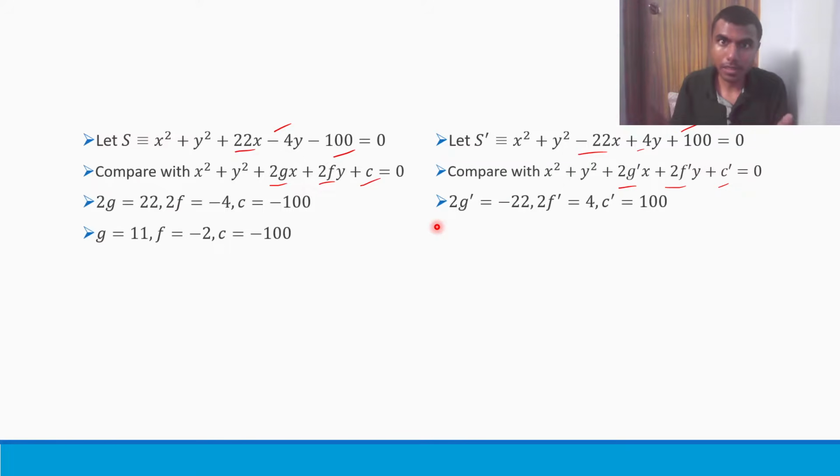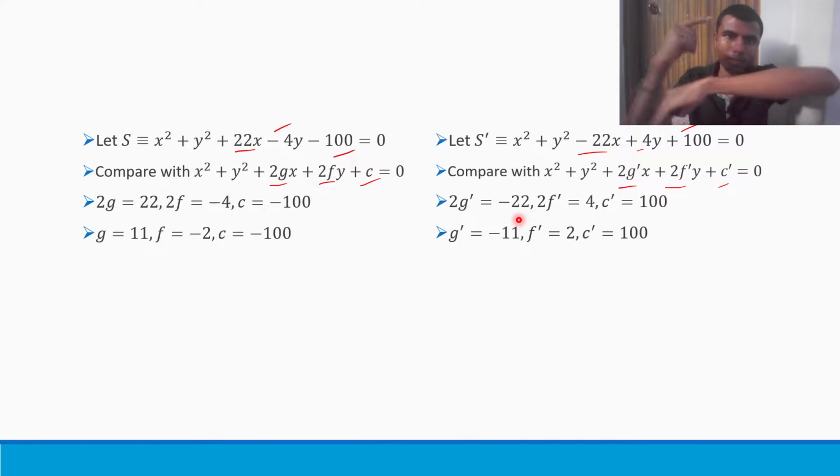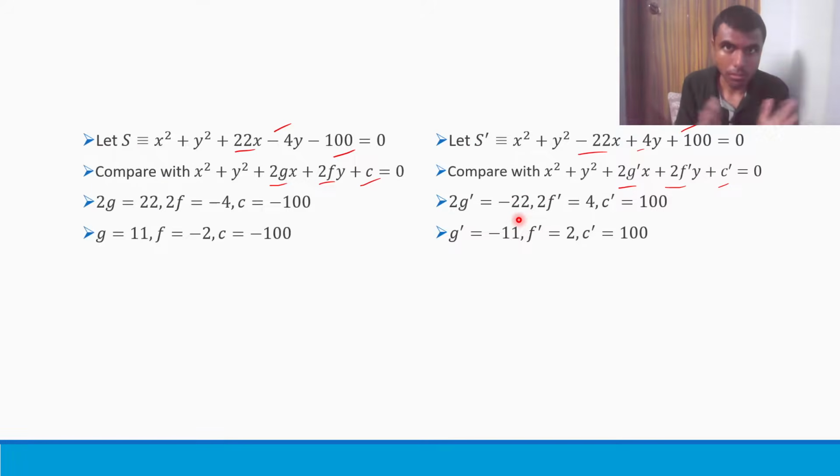Here also g dash is going to be minus 22 by 2, that means minus 11, and f dash is going to be 4 by 2, which is nothing but 2. Now we got our g, f, c and g dash, f dash, c dash. Now the center formula: center C1 is minus g comma minus f. For this one it will be minus g dash comma minus f dash.